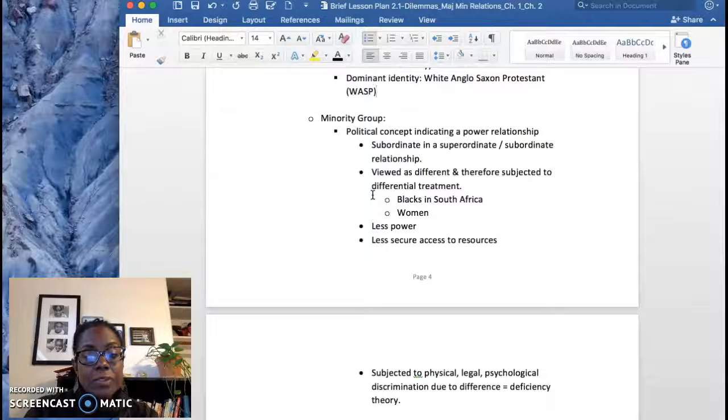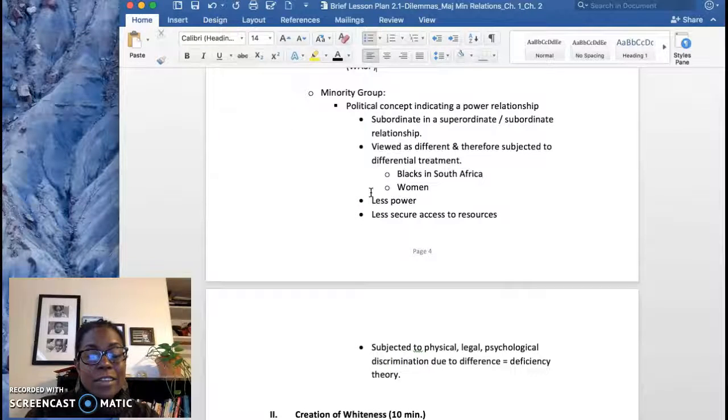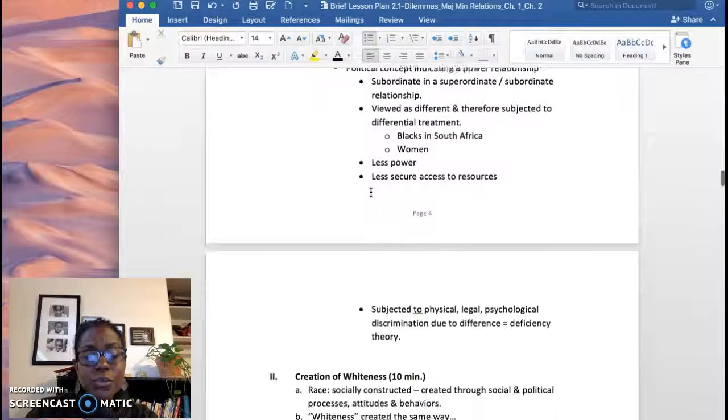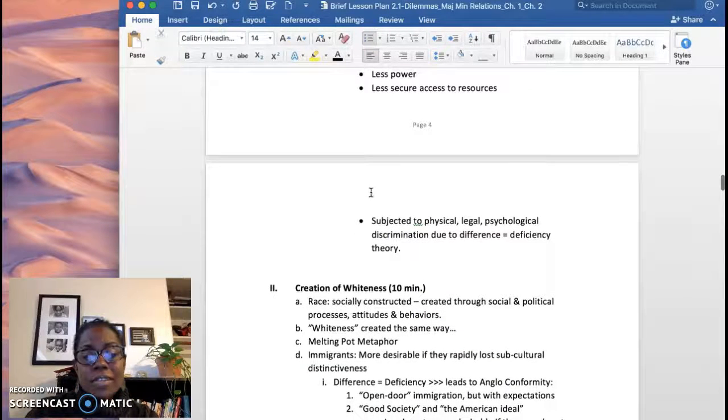Keep in mind that members of a minority group have access to less power. They also have less secure access to resources, and they're then subjected to lots of physical, legal, and psychological discrimination. And the idea is that the degree to which they are different from the majority group is used as a rationale or a reason for subjecting them to these different forms of discrimination.